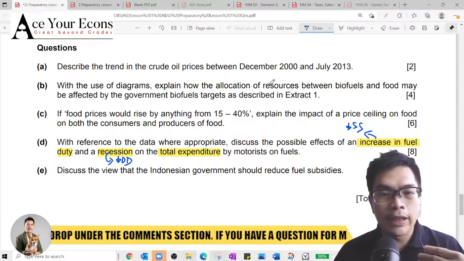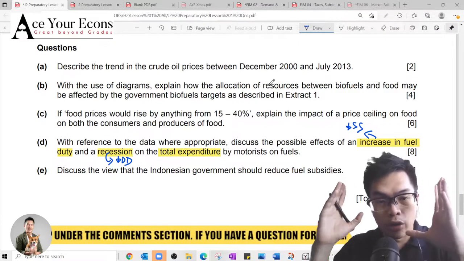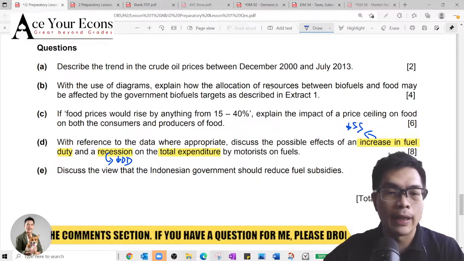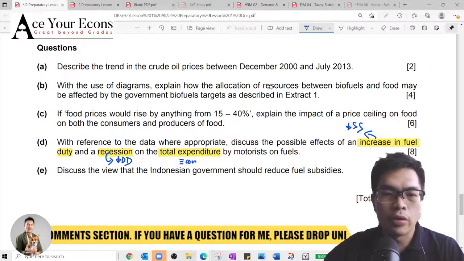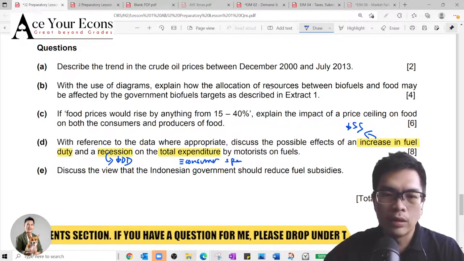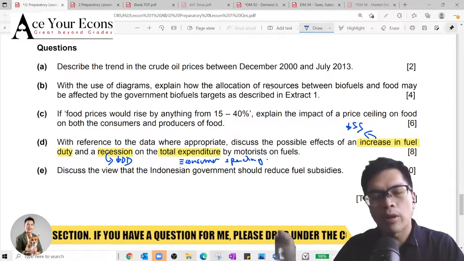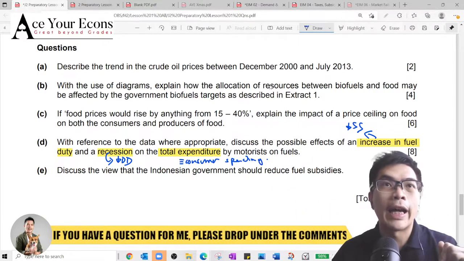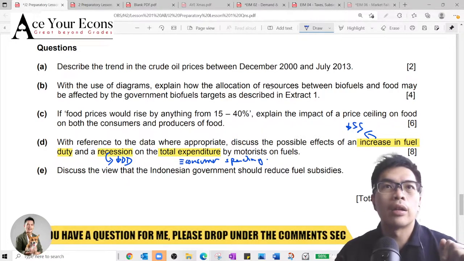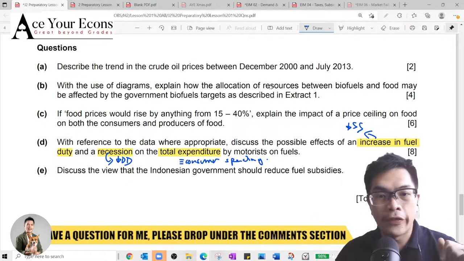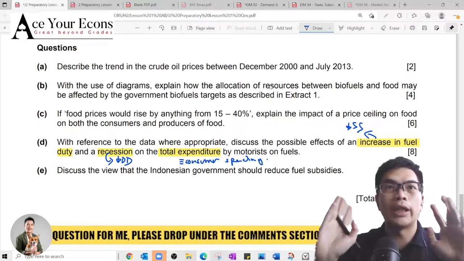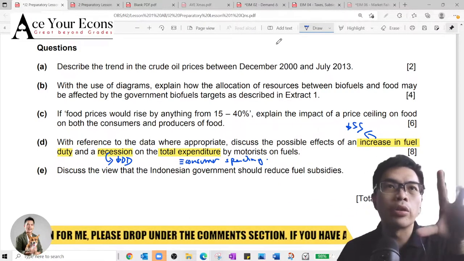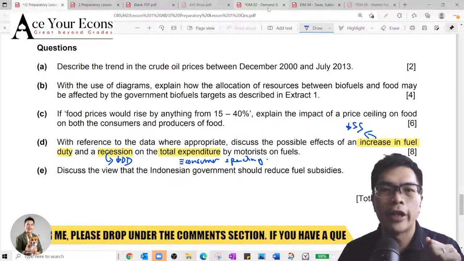So when there's a tax involved, your total expenditure, your consumer expenditure, consumer spending. Another word for expenditure is consumer spending. You can put consumer spending. Most of the time, consumer spending and producer revenue is the same. With the exception of a tax, consumer expenditure will differ from producer revenue. But today we don't need that. We just need to look at consumer spending. So I'm just going to show you how to identify consumer spending.